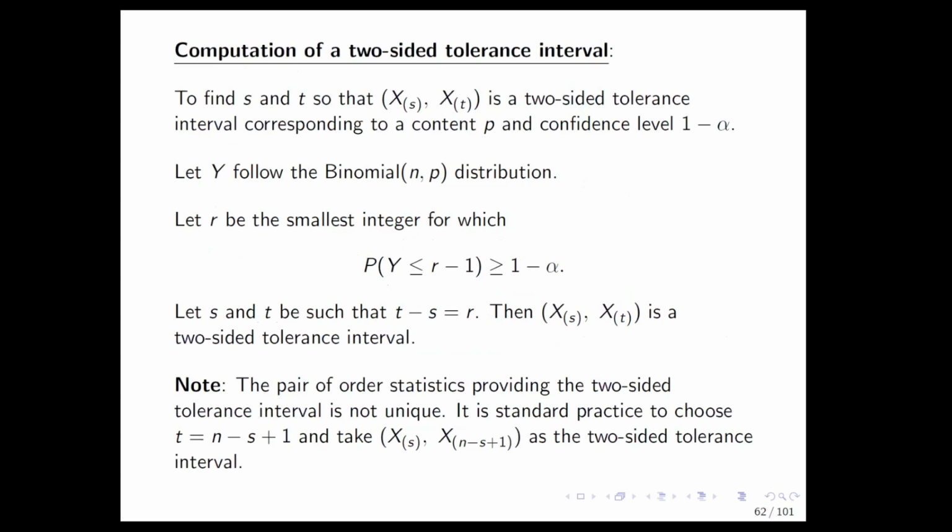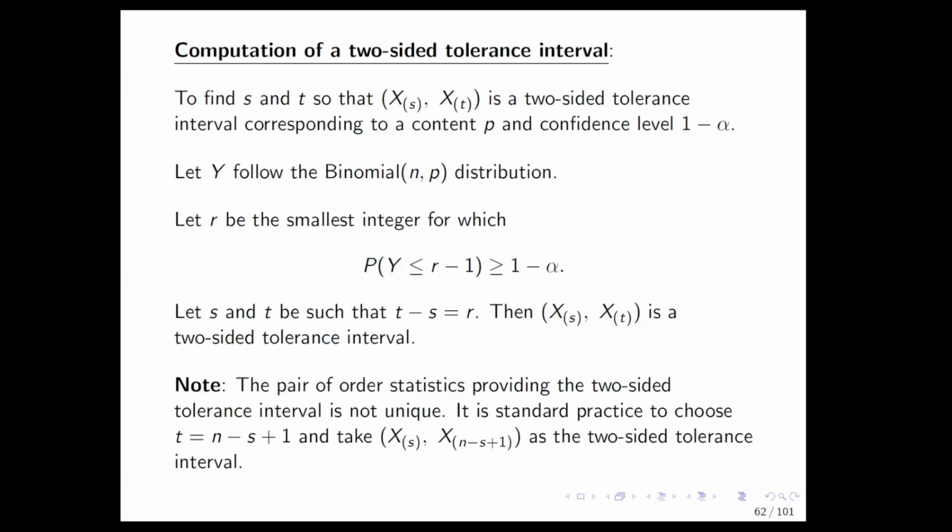Two-sided interval. Actually quite simple. Now I want the Sth and Tth order statistics to form a two-sided tolerance interval. Again, you take Y to be binomial, R same as before. Now you simply write R as T minus S. Any T and any S so that T minus S is R, then the Sth order statistic and the Tth will be a two-sided tolerance interval. You see, it is not unique.